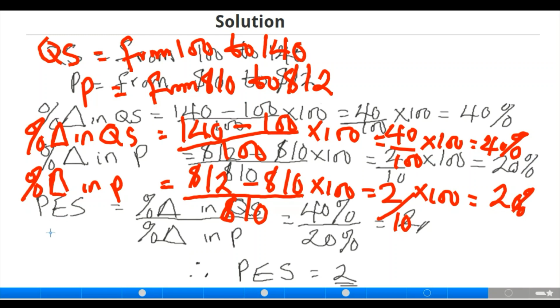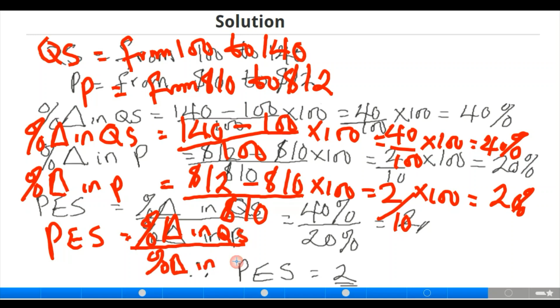Now moving to the formula for price elasticity of supply, which says percentage change in quantity supply divided by the percentage change in price. Here we now have our percentage change in quantity supply, which was 40%, divided by the percentage change in price, which is 20%. Of course, our price elasticity of supply is now what? 2. So our final answer here is 2.